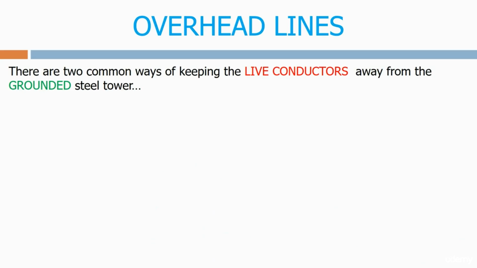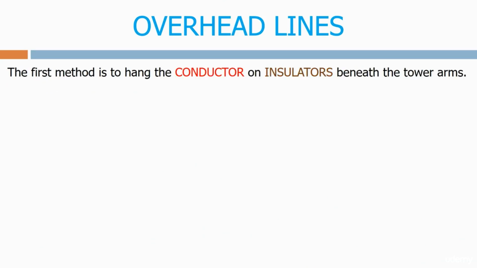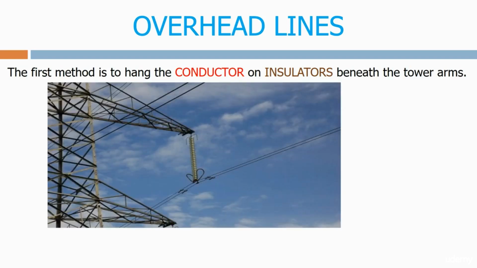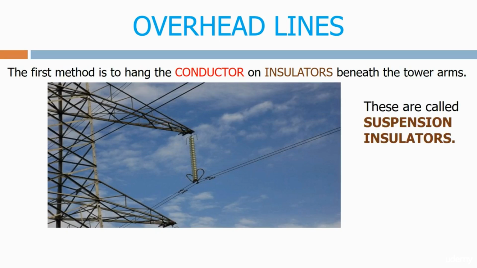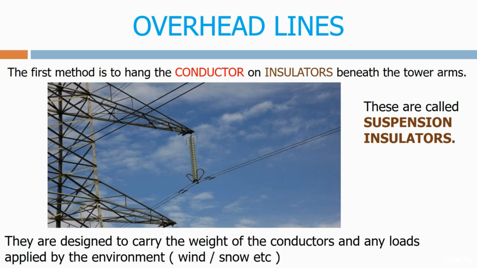There are two common ways of keeping the live conductors away from the grounded steel tower. The first method is to hang the conductor on insulators beneath the tower arms. These are called suspension insulators. They are designed to carry the weight of the conductors and any loads applied by the environment, either wind or snow.